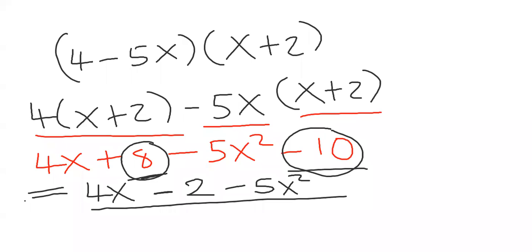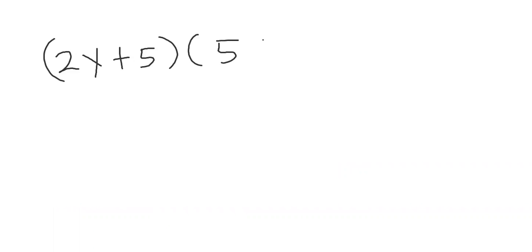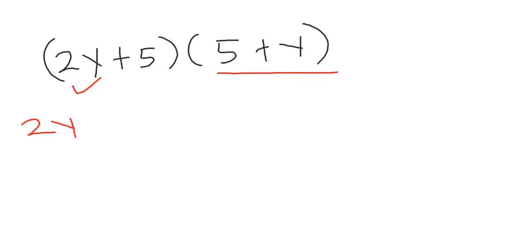Then let's do another example. Example number 4, let's take 2y plus 5, multiply it by 5 plus y. We do the same thing that we have been doing. What is this side multiplies everything that is that side. And to do it the easier way, we take the 2y, multiply it by 5 plus y.